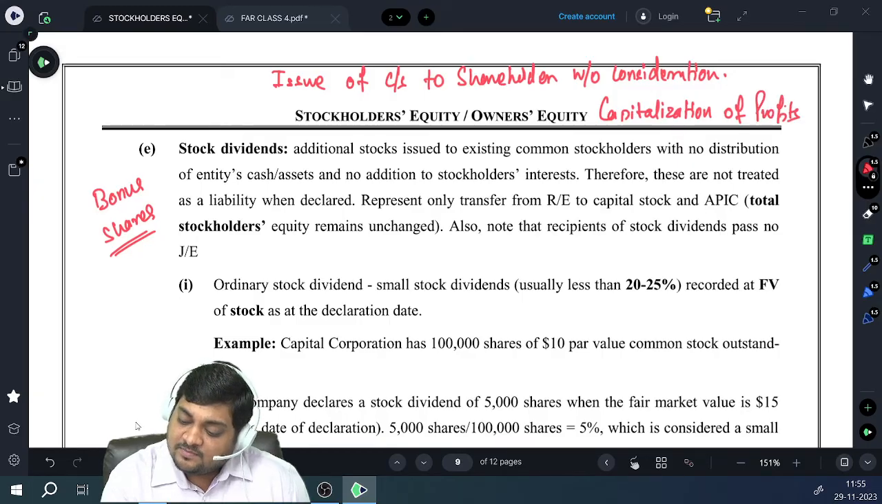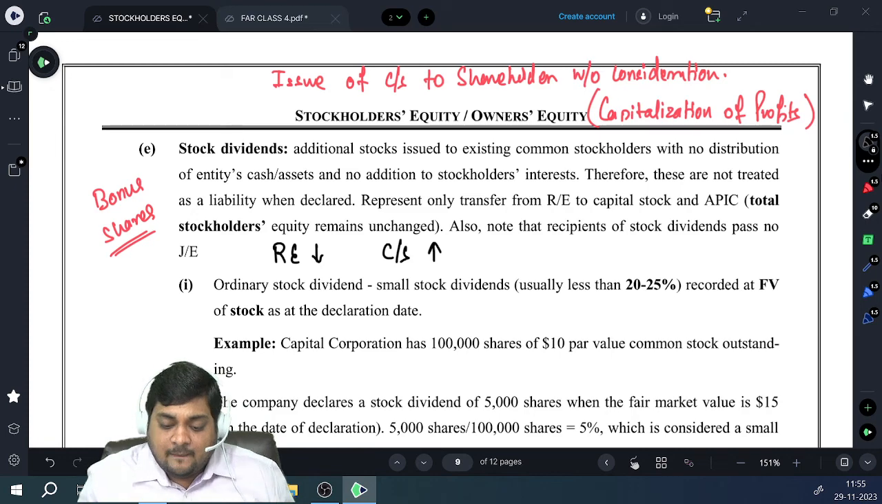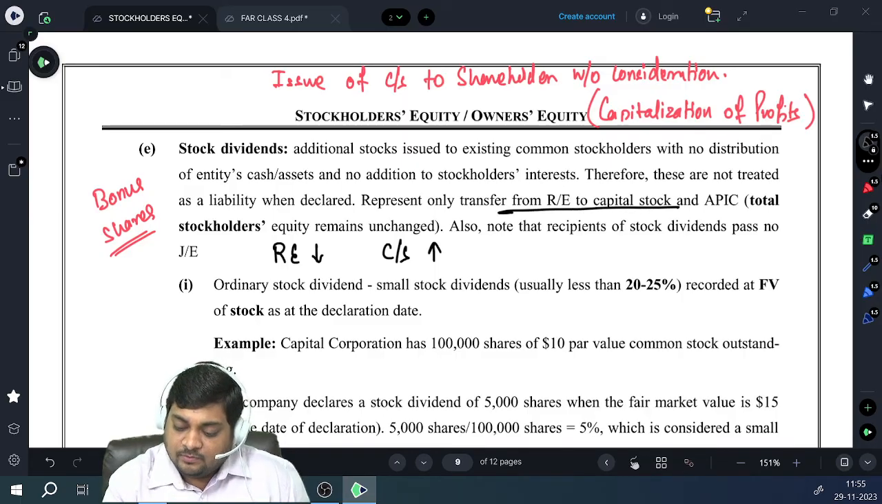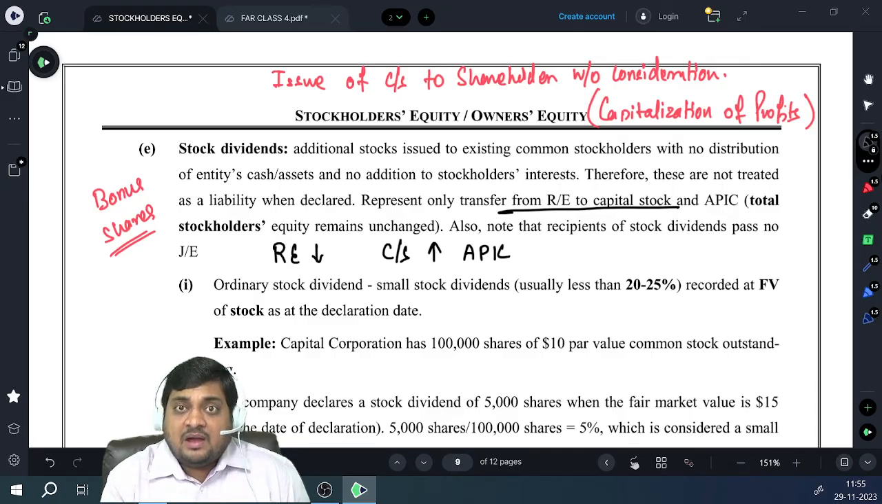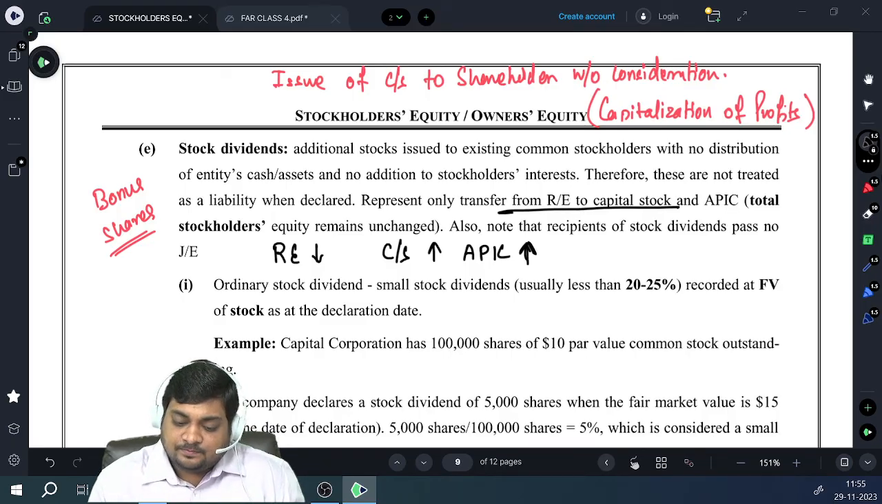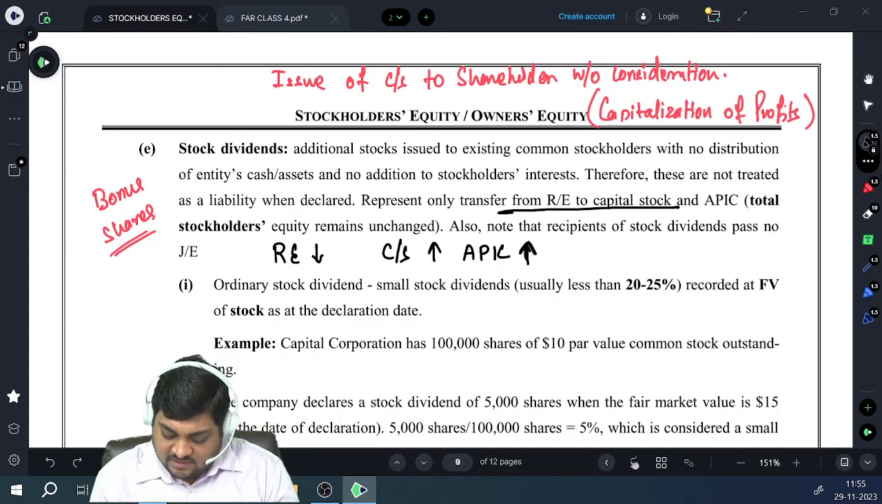profits. So out here what will happen, your retained earnings will decrease and common stock will increase. This is what happens. So now you can see it is a transfer from retained earnings to common stock. Obviously, if I'm doing it at market value, there will be some additional paid in capital as well. However, the total stockholders' equity will remain the same due to bonus shares.